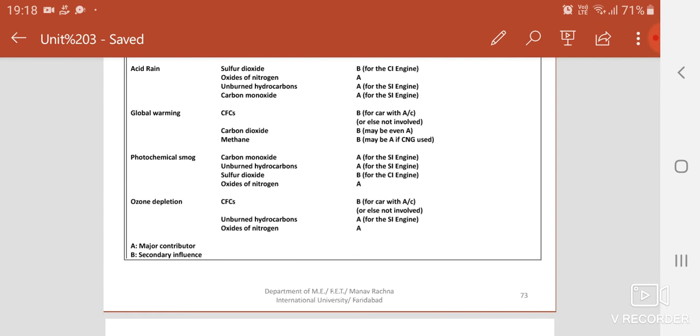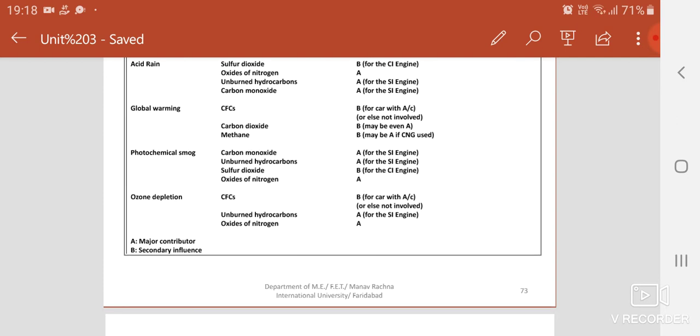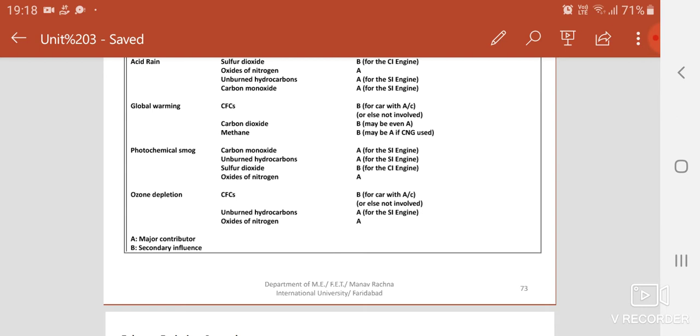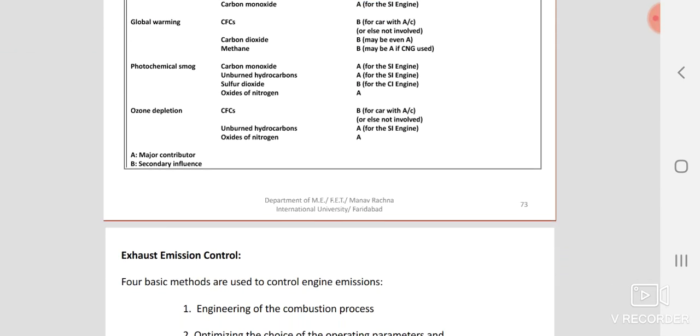Then we have unburnt hydrocarbons. When hydrocarbons don't burn properly in SI engines, the unburnt hydrocarbons come out and they produce smoke, photochemical smoke. And this is a primary contributor for the SI engine. Then comes sulfur dioxide. Sulfur dioxide is for the CI engine. It produces smoke too. Then oxides of nitrogen. It is emitted by both SI engine and CI engine, and it has got a primary effect and produces a lot of smog in the environment.